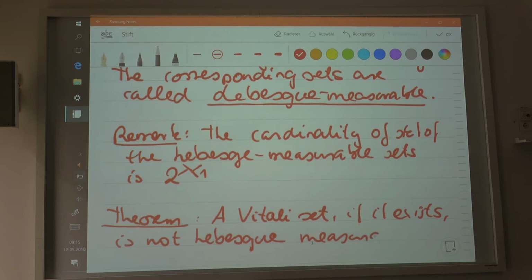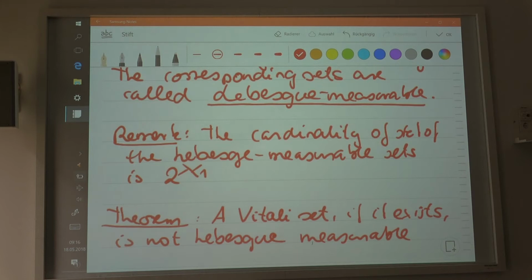Now I'm going to tell you what the Vitali set is. This is a highly abstract set that only exists under certain circumstances, namely that the so-called axiom of choice holds. Maybe you heard of that. This is also going to be a topic for a seminar, so I'm not going to talk about it. If you decide to take that topic, I don't want to ruin your presentation.